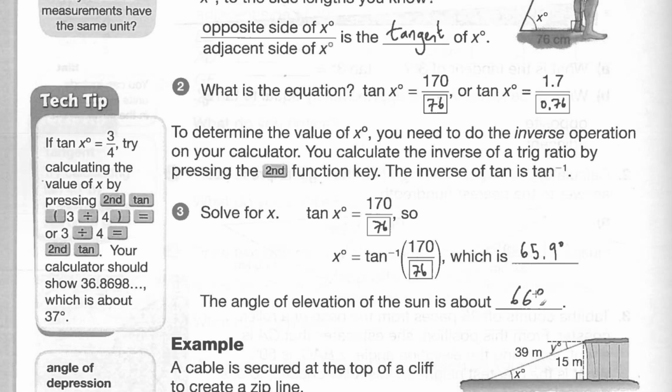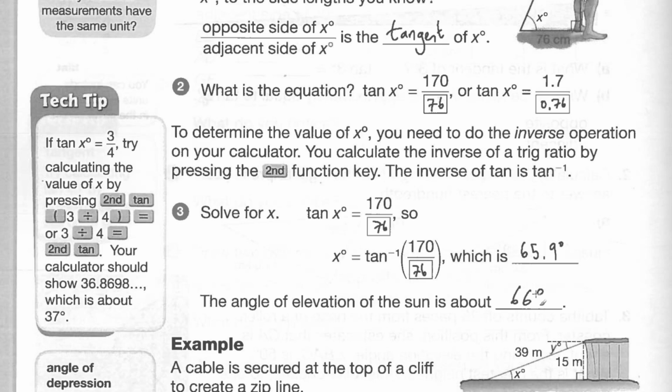So to find an unknown angle, I figure out which of my ratios I'm going to be using, the sine, tangent, or cosine, and do the inverse, the second tan, sine or cosine, to figure it out. And so let's do an example to figure this one out.